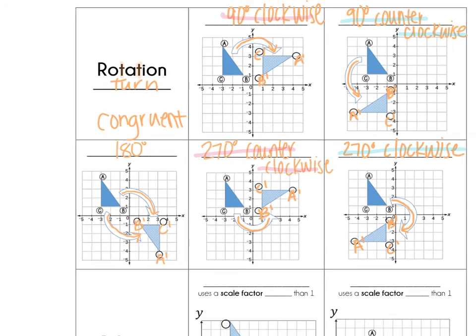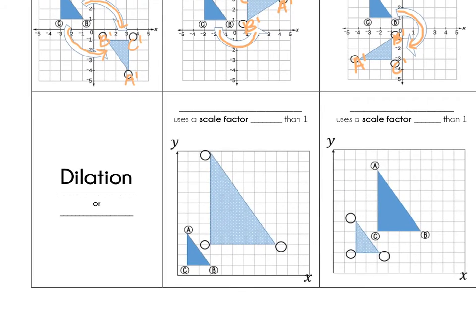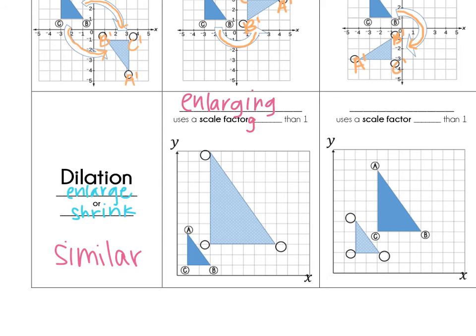Okay, the very last transformation is a dilation, and dilation can be two things. It can enlarge or shrink. This is where you're going to have similar shapes. They won't be congruent because they're going to be different sizes. An enlargement uses a scale factor that is greater than 1.